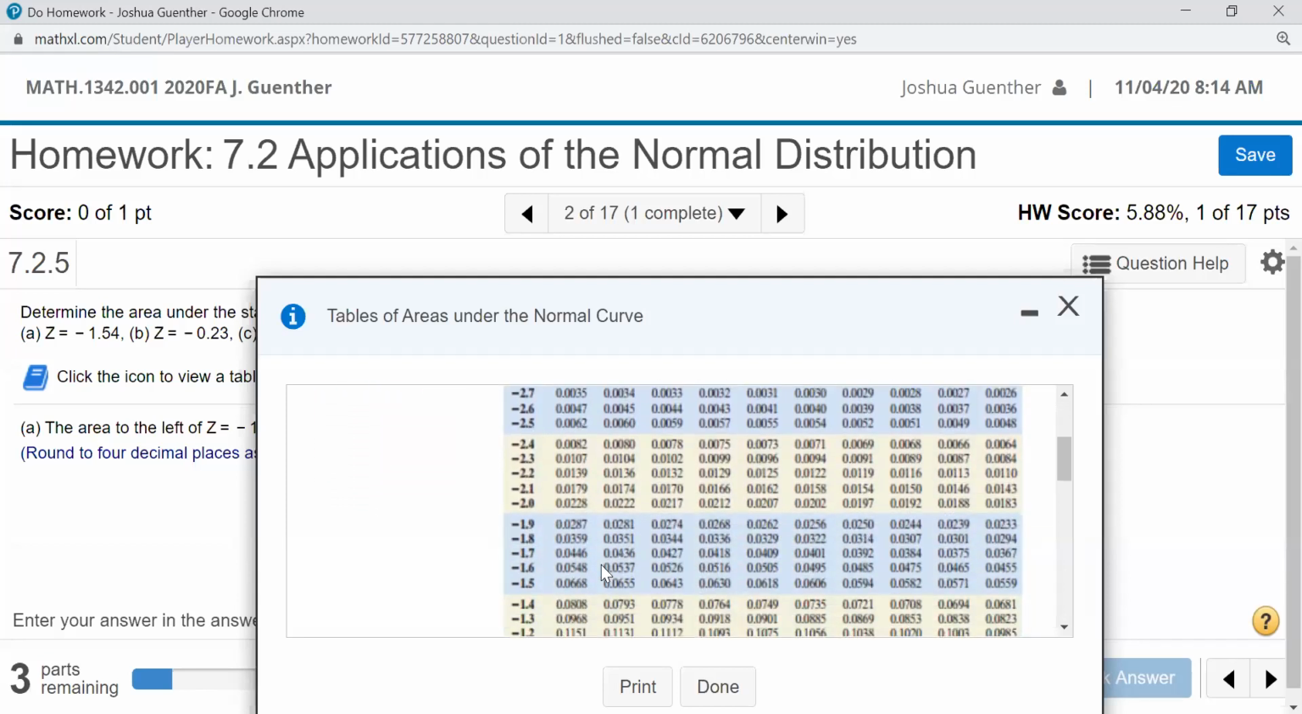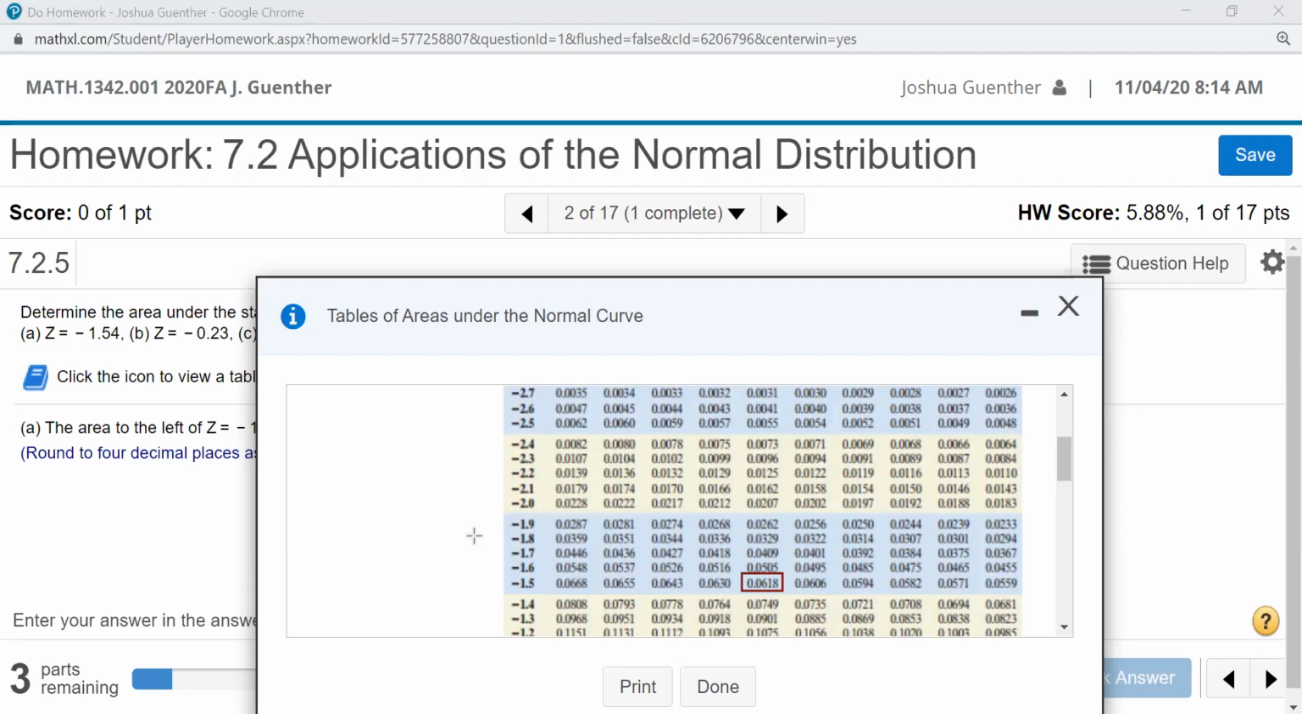All right, so we need negative 1.54. Here's the negative 1.5 row. This is negative 1.50, negative 1.51, negative 1.52, negative 1.53, and finally, negative 1.54 that we want. And so the area to the left of a z-score of negative 1.54 is 0.0618.